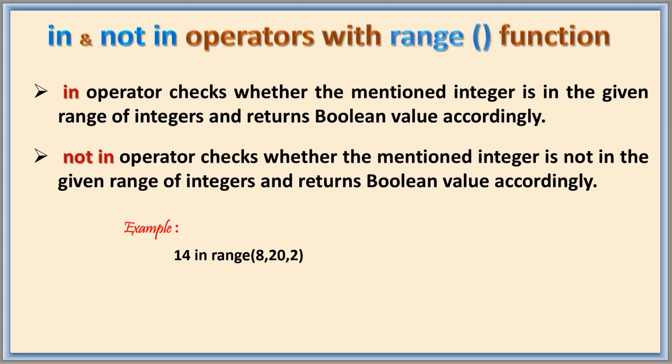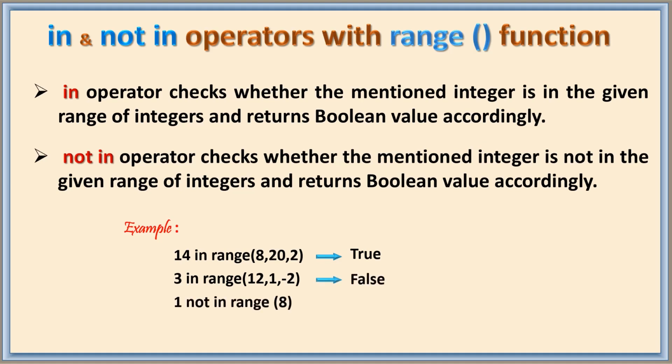This means the elements are 8, 10, 12, 14, 16 and 18. So whether 14 is there in this range or not? Yes, it is true. So it will return true. The next example, 3 in range 12, 1, minus 2. Here the step value is given as minus 2. The elements should be 12, 10, 8, 6, 4, 2. 3 is not available in that. So it will return false.